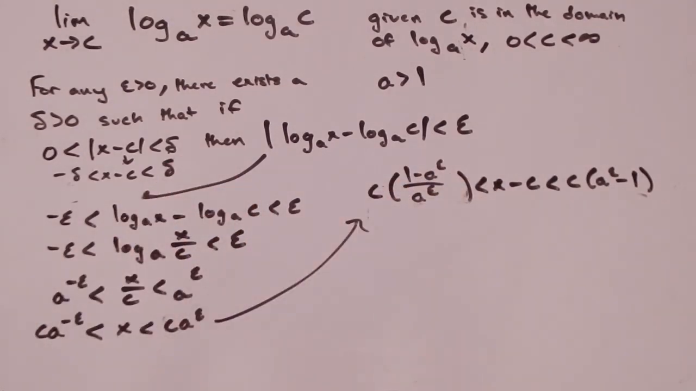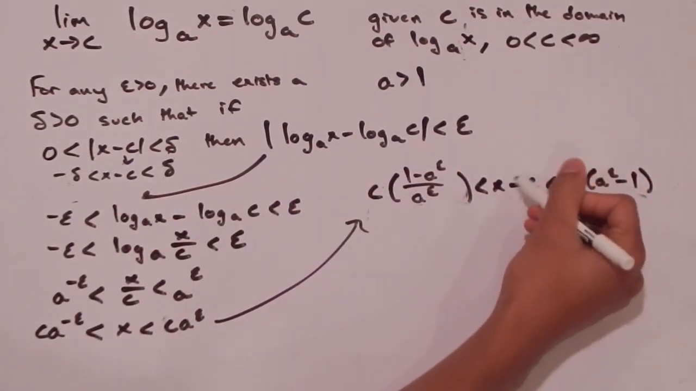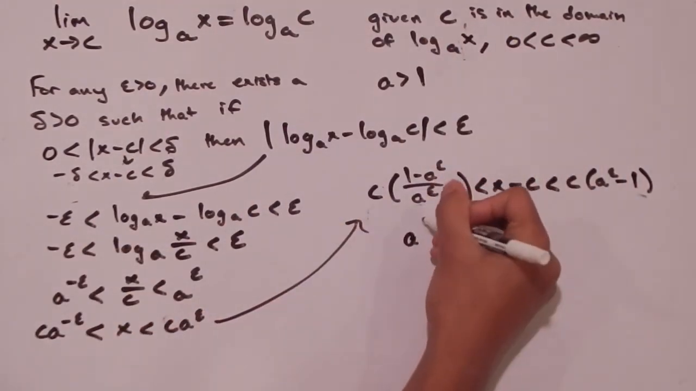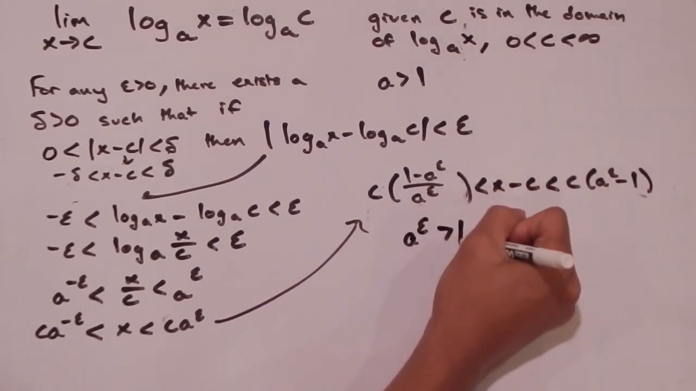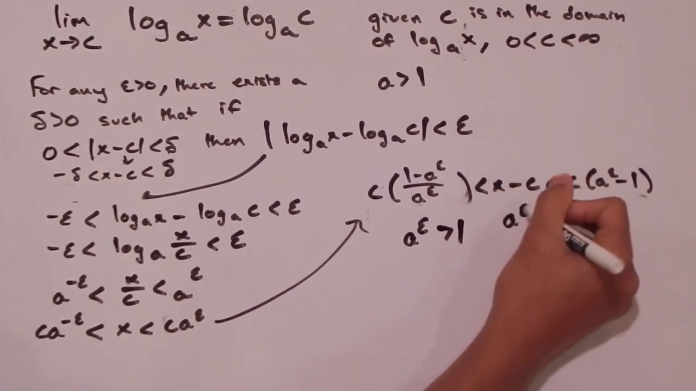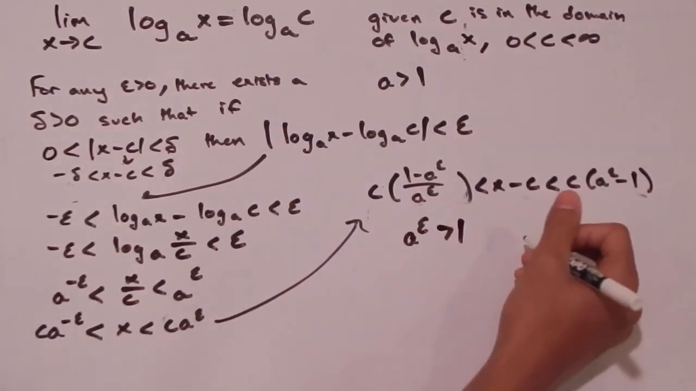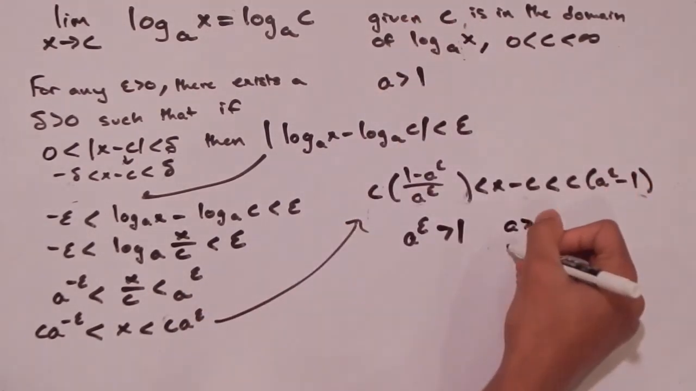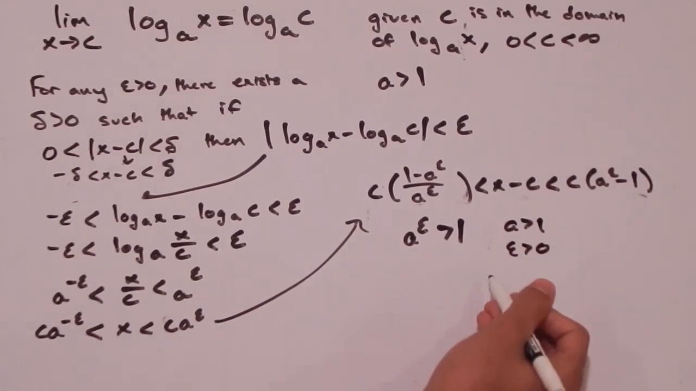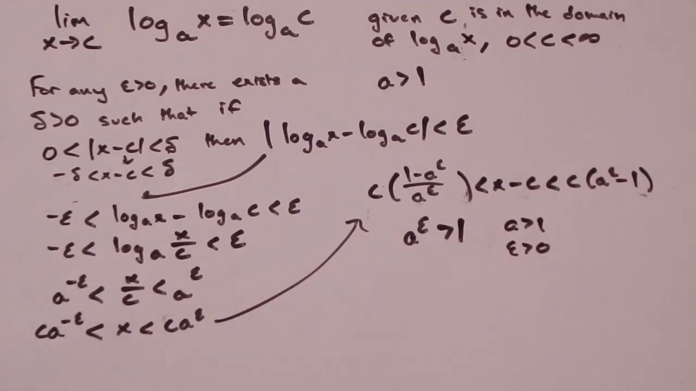So now we're going to take a look at what this inequality is. What range of x values does this inequality work for? Well, the first thing we're going to recognize is that a to the epsilon has to be bigger than 1. And that's because of the constraints we set. We set the constraint that a is bigger than 1, if you remember, we set that up here. And we set the constraint that epsilon is greater than 0. We always know that epsilon is greater than 0. Because of that, you can test it all you want, but a to the epsilon will always be greater than 1.